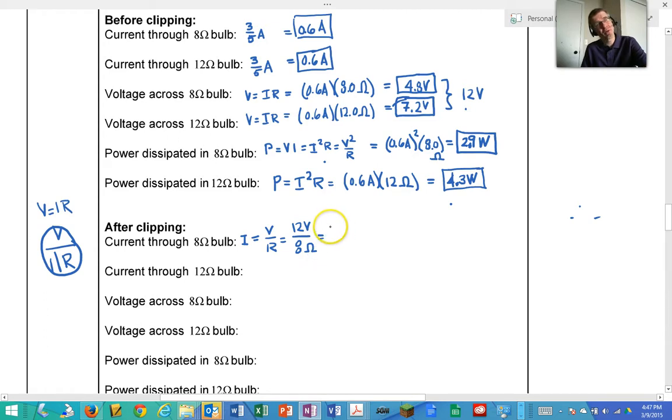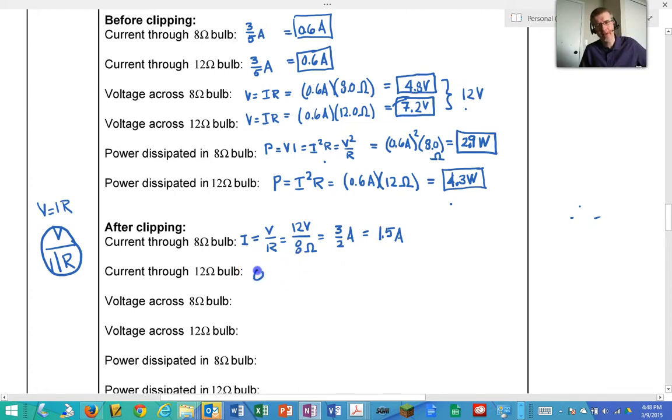Remember, there is very little or negligible resistance through a wire. So this is going to be basically, I've got 3 4s up top and 2 in the bottom. So this is 3 halves of an amp, which is more than 0.6. This is 1.5 amps.